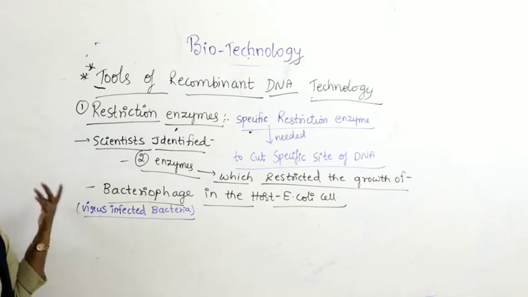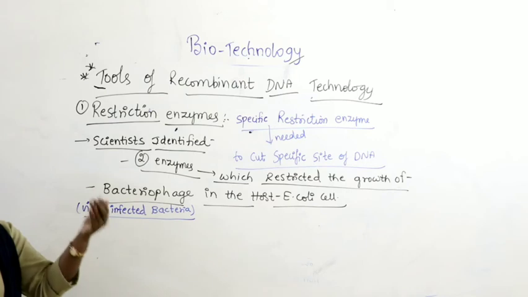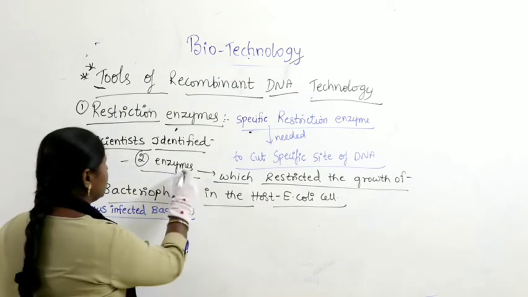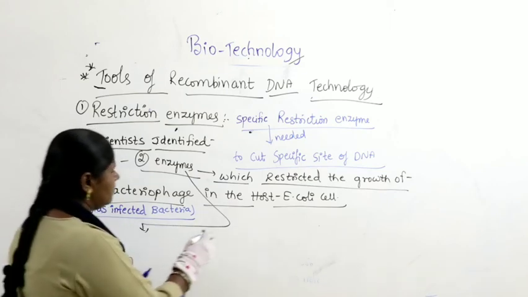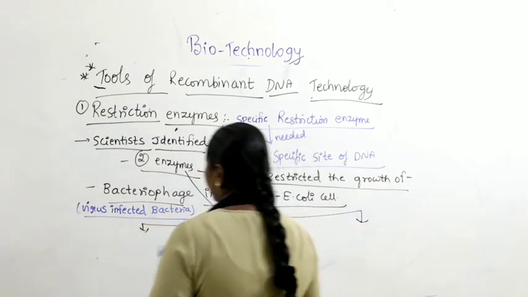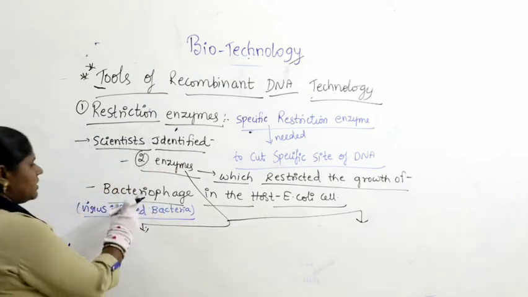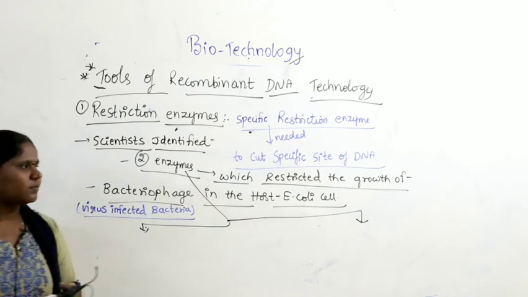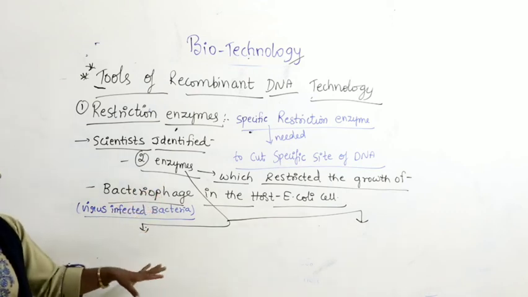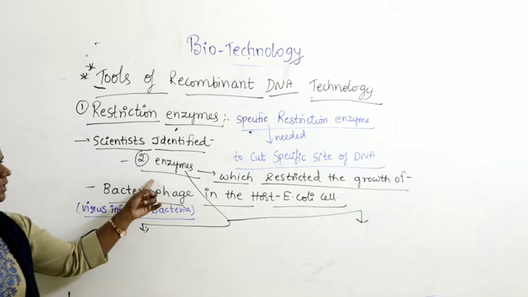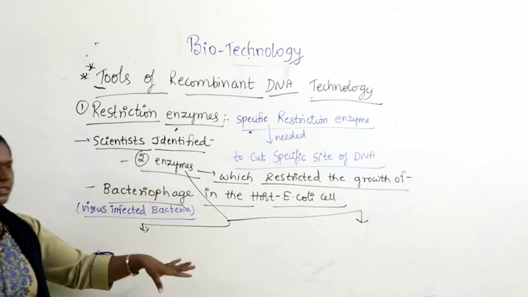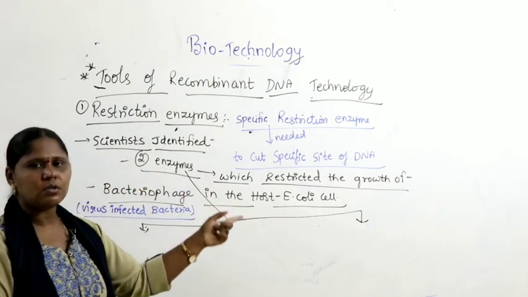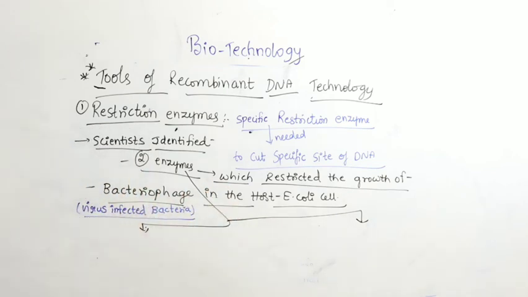Then they tried to identify what these enzymes are. They entered into the depth of doing research work. I will erase this statement because I want to write the two enzymes down, so try to make a note of it. These two enzymes restricted the growth of bacteriophage in the host E. coli cells.